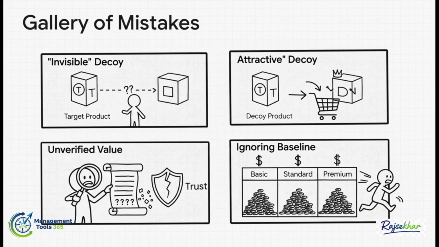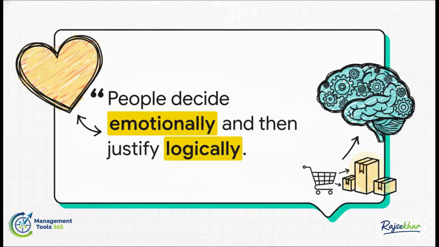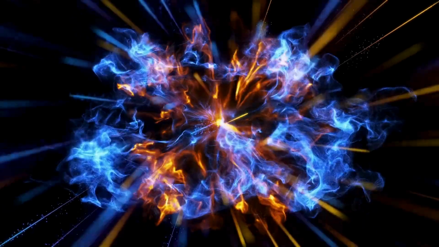Game over. And it all comes back to this one fundamental truth of human behavior, which Brian Tracy puts so perfectly. We make our decisions with our hearts, with our emotions, but then we need to justify those decisions with our heads, with logic. The decoy effect is just a masterclass in giving your customers the perfect logical reason to make the emotional choice you wanted them to make all along.